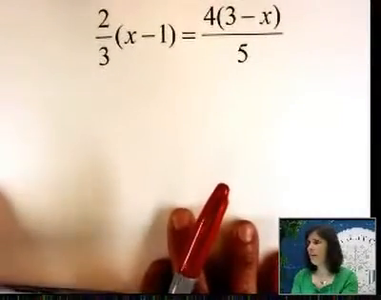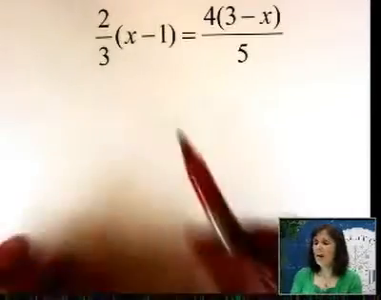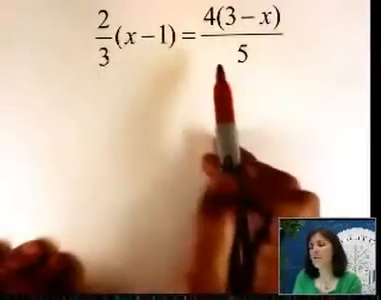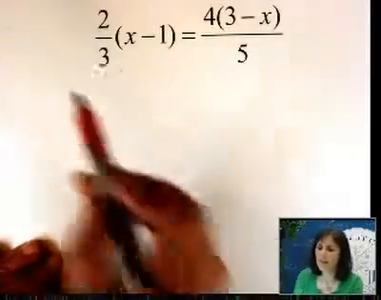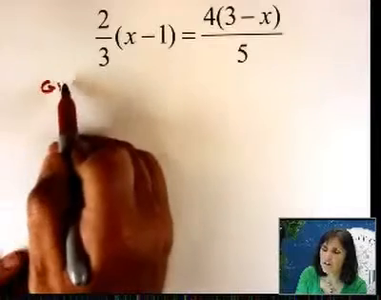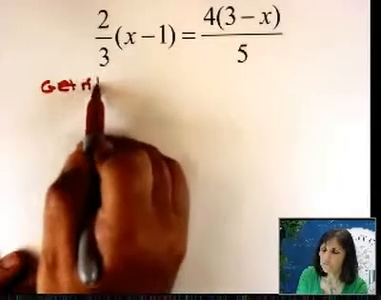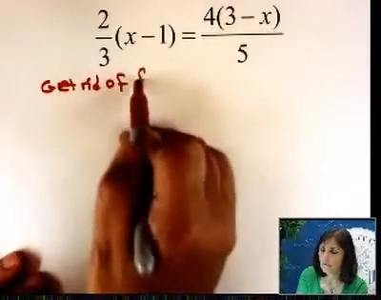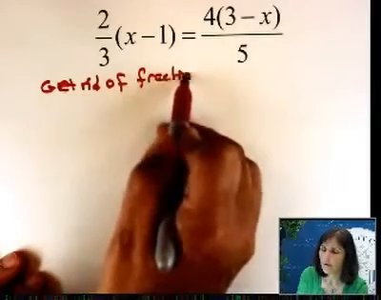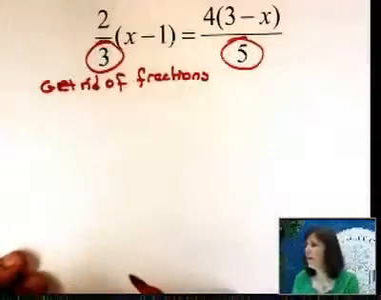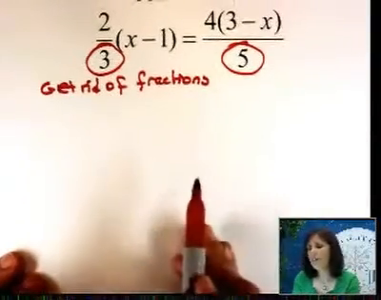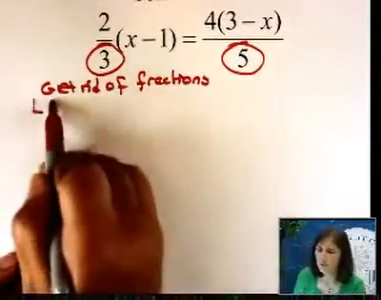Solve the problem. You can either get rid of the fractions somehow, or you can crisscross. There are many, many ways. So I'll do the get rid of the fractions method, and you can use that. To get rid of the fractions, you look at their denominators, 3 and 5. And then what you can do is find the lowest common multiple.